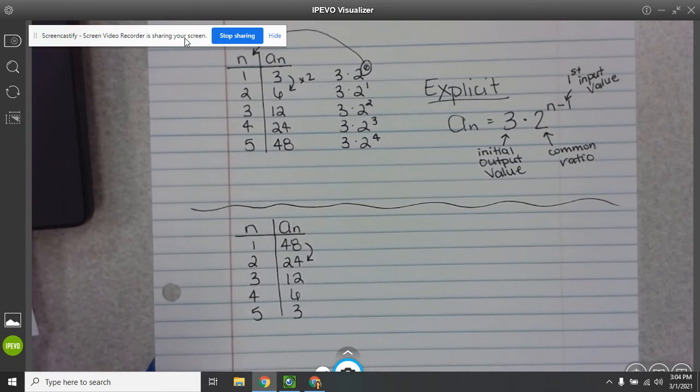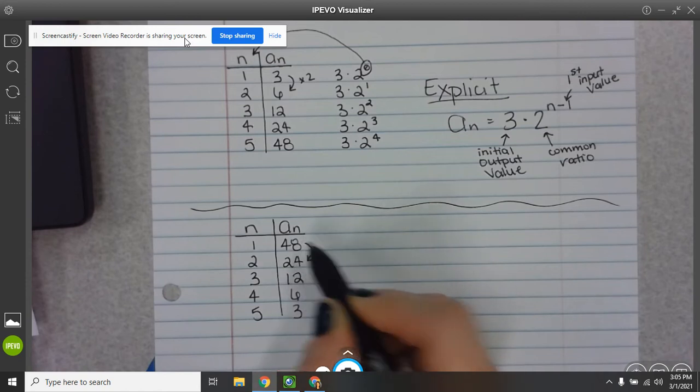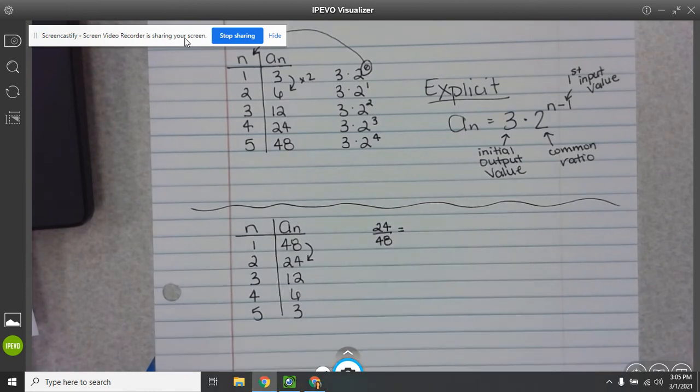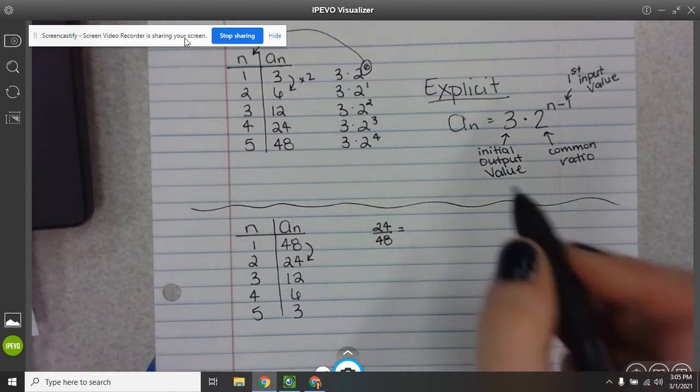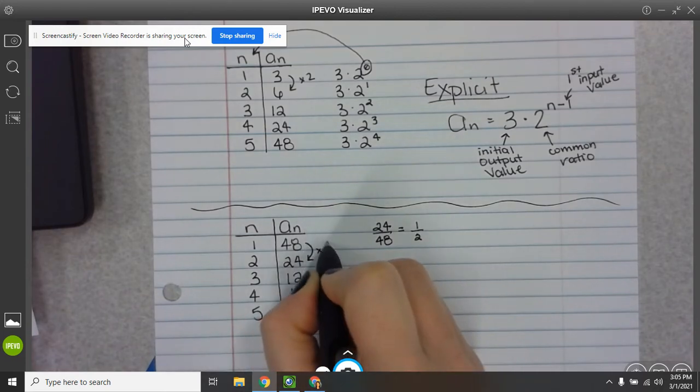However, when I'm dealing with a geometric sequence or an exponential function, this is always written as a fraction. If you don't know the fraction off of the top of your head, you can always do the second output divided by the first output. And that will tell you what fraction you are multiplying by, which in this case is just 1/2.